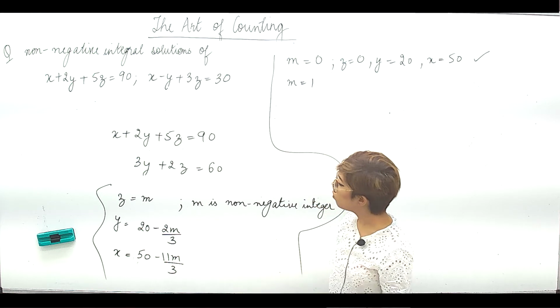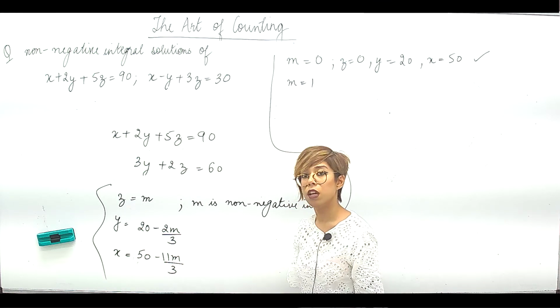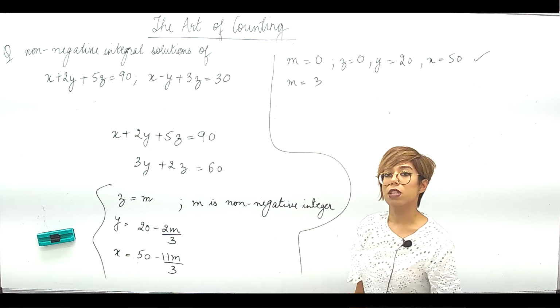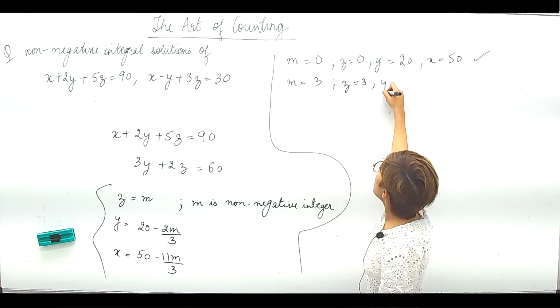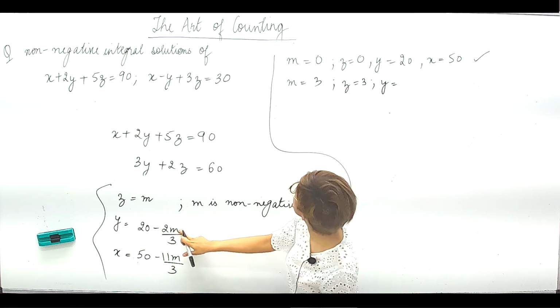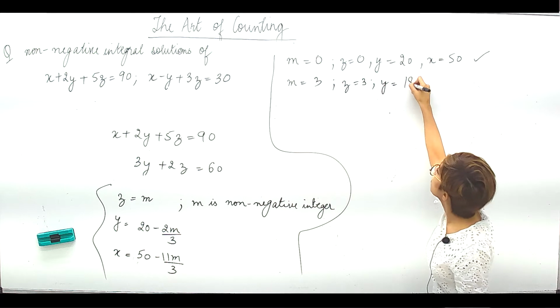So m को 2 भी नहीं होंगे ना. Cancel out होना चाहिए. Come on, denominator में 3 है. M को 3 ले सकते हैं. Yes. Let's take m as 3. So z is 3. So that is an integer. Great. Y is equal to what? So 20 minus 2 into 3 by 3. 3 3 cancels. So 20 minus 2, that is 18.